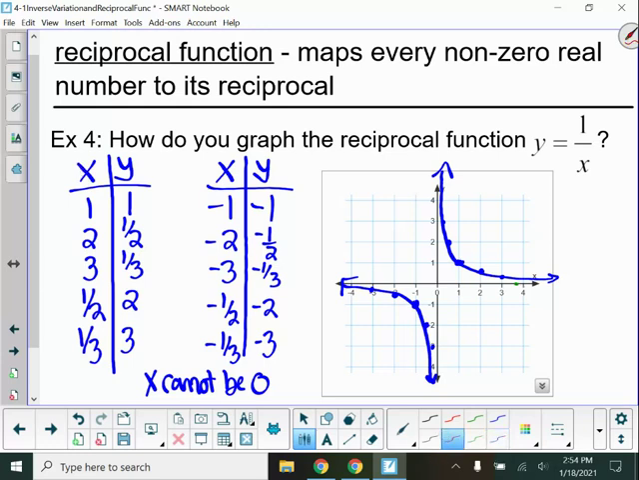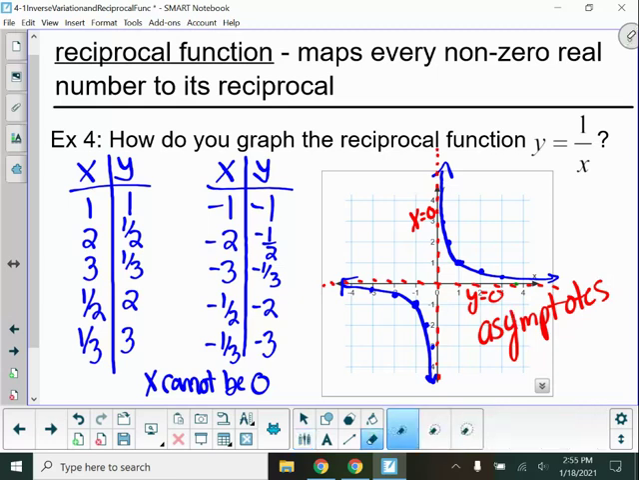There are imaginary lines that are running horizontally and vertically. No, I said that backwards. The line x equals 0 runs vertically. The line y equals 0 runs horizontally. And those are what we call asymptotes. This is actually a y here.